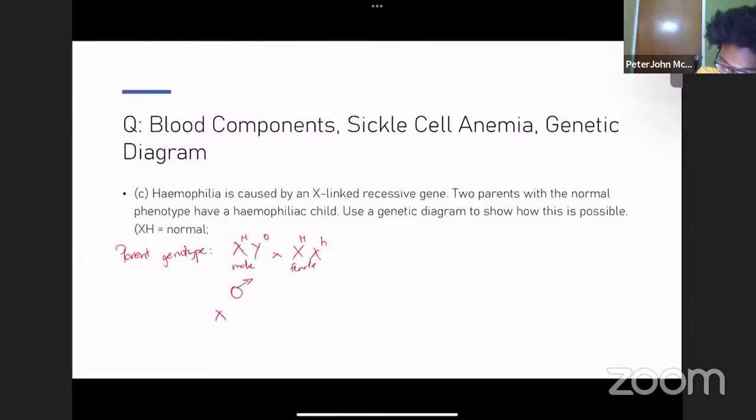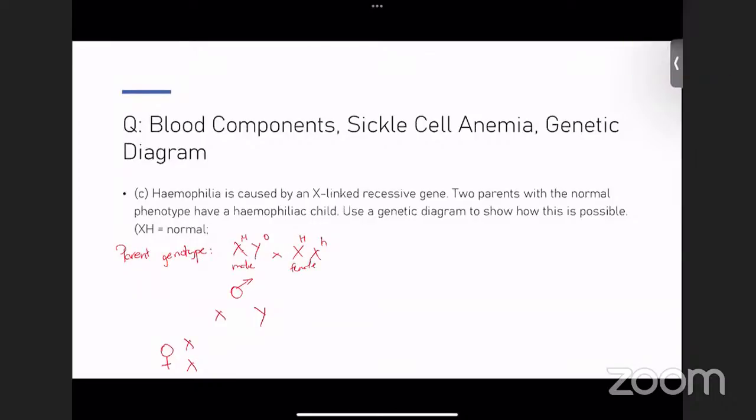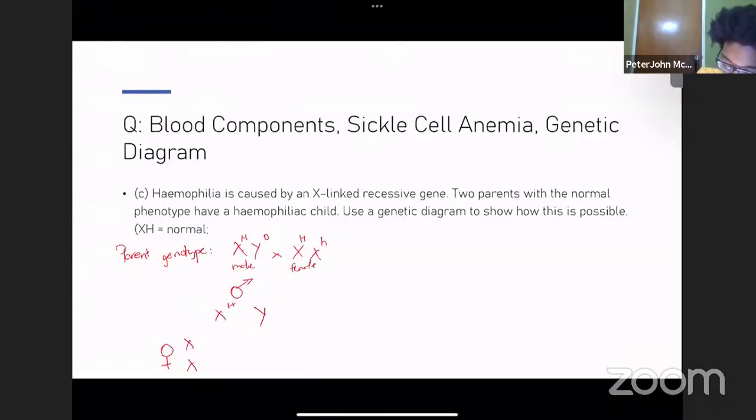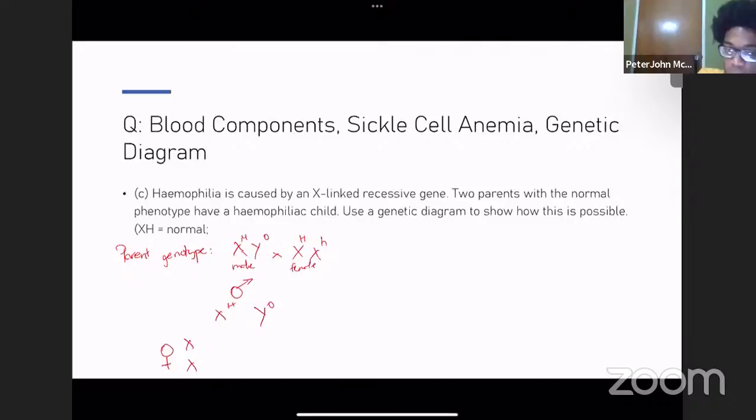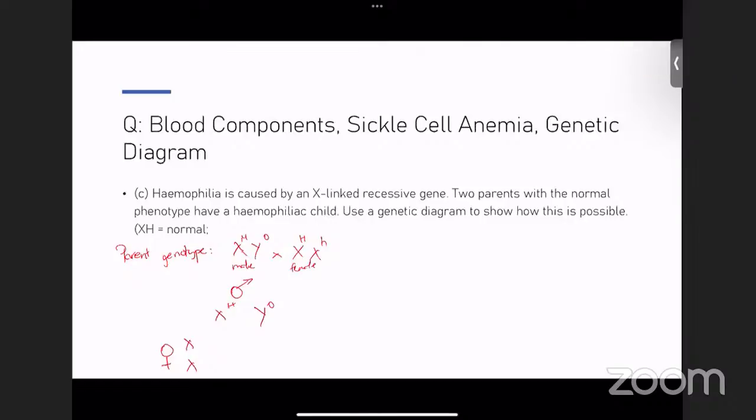So when we look at our X and our Y, we put our X and our Y here. We're doing our female here, X and X. So what's our genotype on the X for the male? What allele is on the X for the male? The capital H. What allele is on the Y? Nothing. So I just put a 0. It's a 0, not an O.